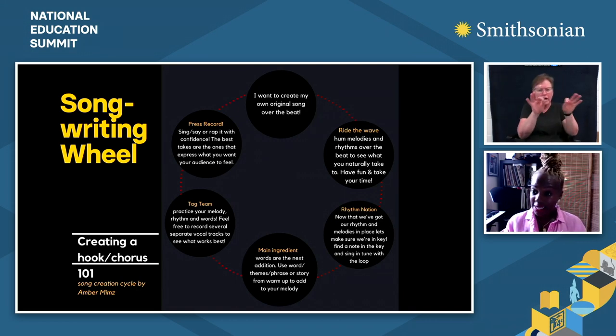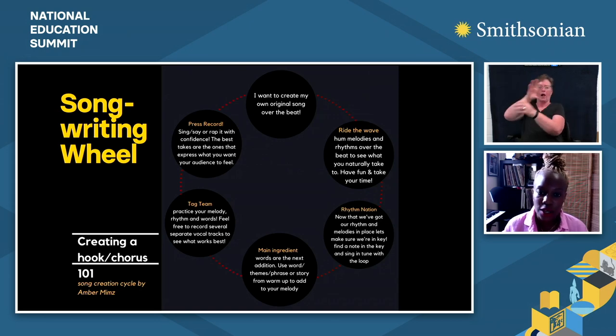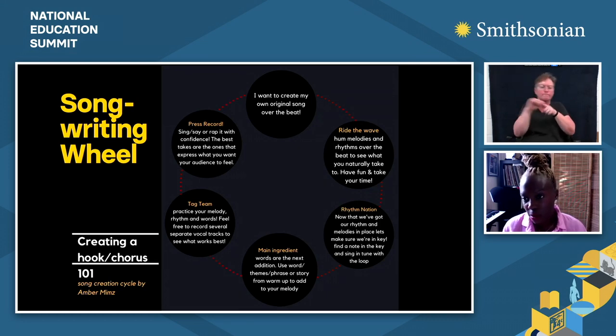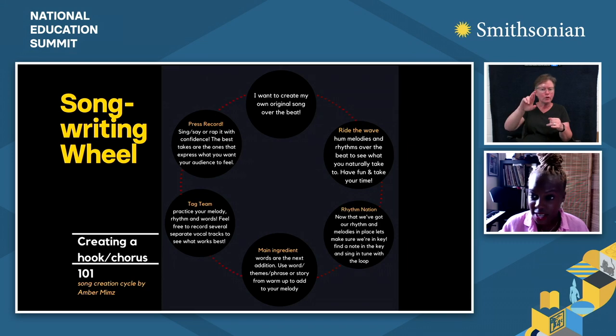Now you're going to tag team and put it all together. So you'll practice your melody, your rhythm, and your words, and then you can feel free to record yourself. Sometimes I like to record myself on my phone. If you have any type of laptop device, things of that nature, you're free to use those as well. And the last thing is press record, or in this instance, have confidence. Be able to share those things that you have created with your peers, with your audience, whomever it might be. All right, now let's move to the last slide.